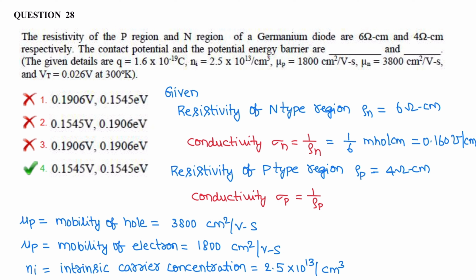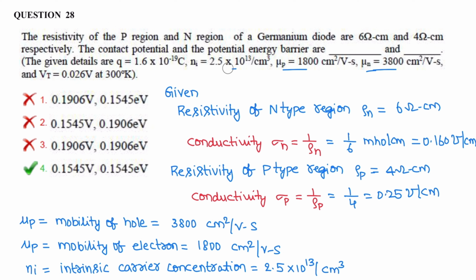Similarly, conductivity in p-type region is sigma p is 1 by rho p, that is 1 by 4, 0.25 mho per centimeter. Also given the mobility of electron mu n is 3800 centimeter square per volt second, mu p is 1800 centimeter square per volt second. Intrinsic carrier concentration is 2.5 into 10 power 13 per centimeter cube. Charge of electron is 1.6 into 10 power minus 19 coulomb. Thermal voltage Vt at 300 Kelvin is 0.026 volts or 26 millivolts.